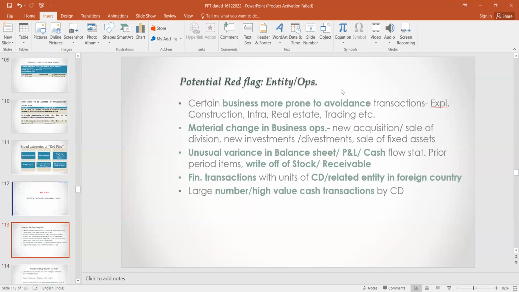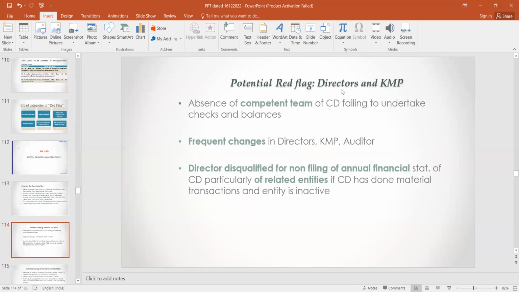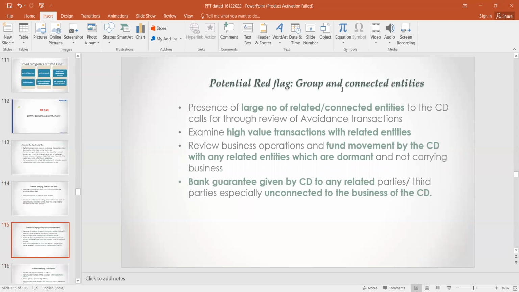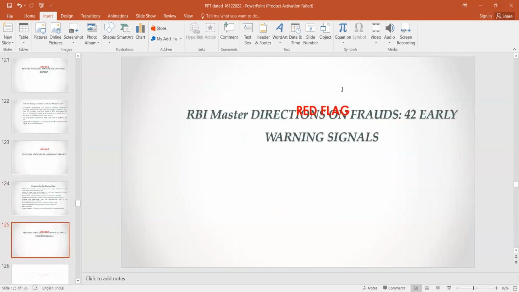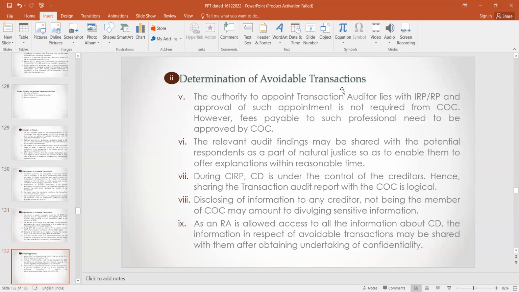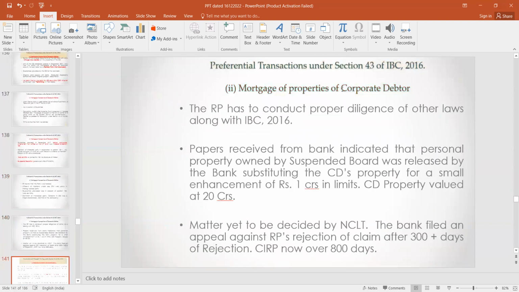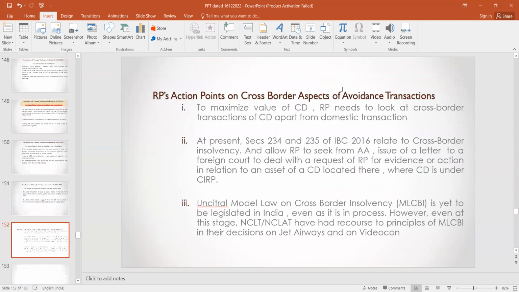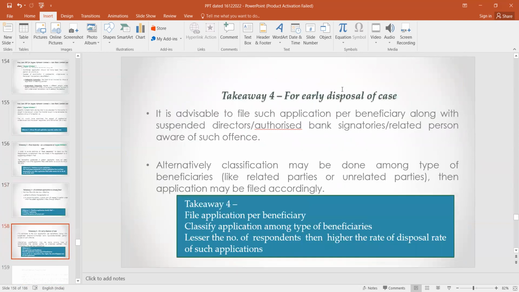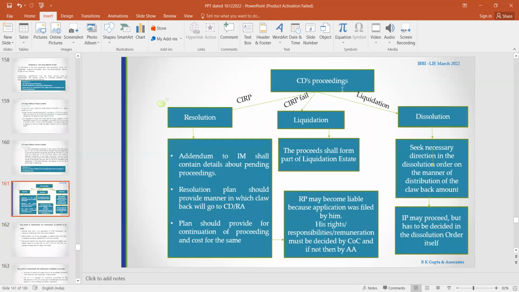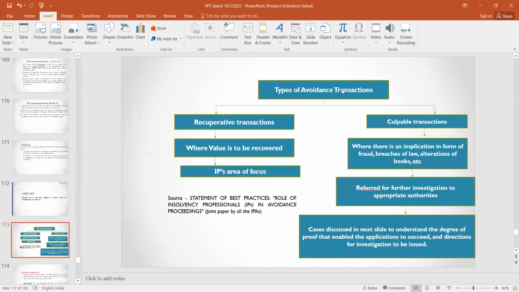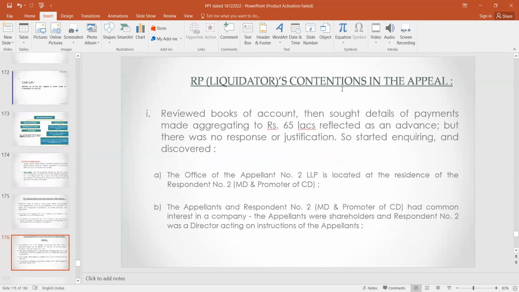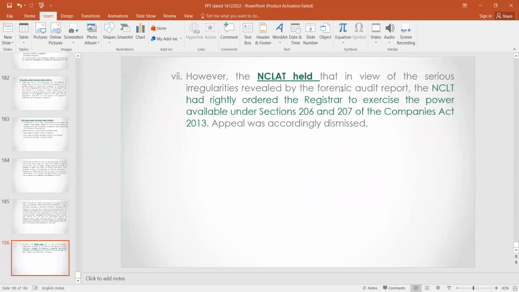Regarding this red flag, IBBI published a document on red flagging, and that document is available on the IBBI website. These are some of the findings of those red flags. So you can go through this. This PPT I've already shared with you, and you can go through it. So let me show you something else now.